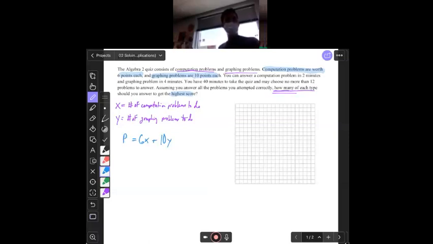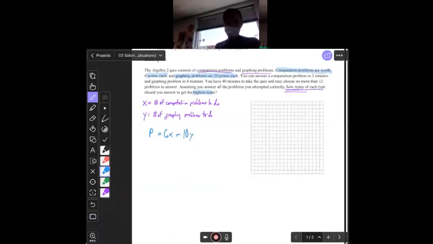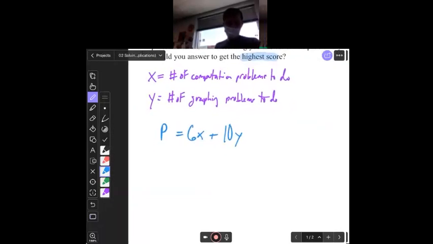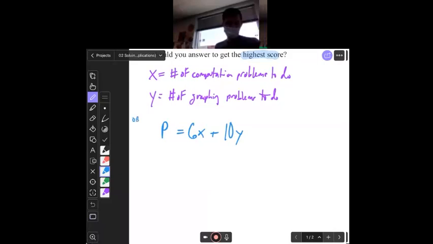So Samantha would like to use P for points. All right. So I take the points from my computation problems, I add it to the points from my graphing problems, that would give me my total points for my quiz. So there's our objective function. Once we have that written, we just kind of leave it alone for a little while. We don't need it for a minute. But there's the objective function.